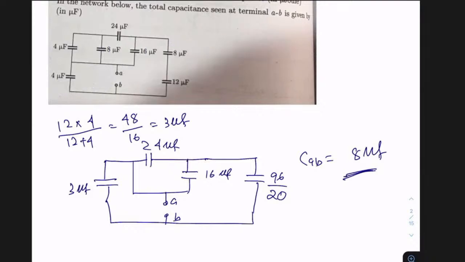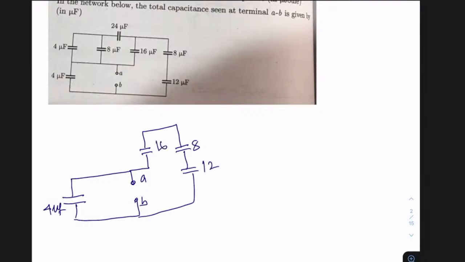The other way, if you see, this is one way. If you redraw it, you'll be getting the answers. Otherwise, what you may do is something like this. This 4 microfarad I am keeping as it is. Across this 4 microfarad, the AB is asked from this 4 microfarad's terminals only. That means A is connected to one end of 4 microfarad, B is connected to the other end of 4 microfarad. So now I can redraw it something like this.